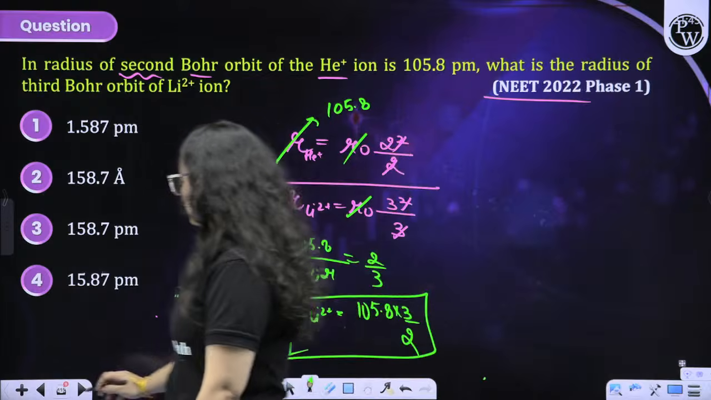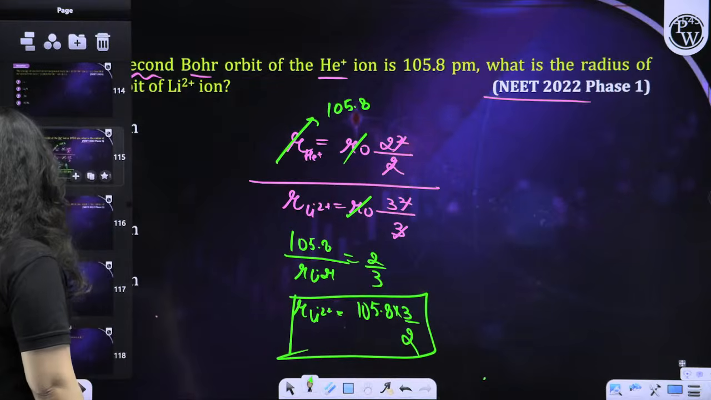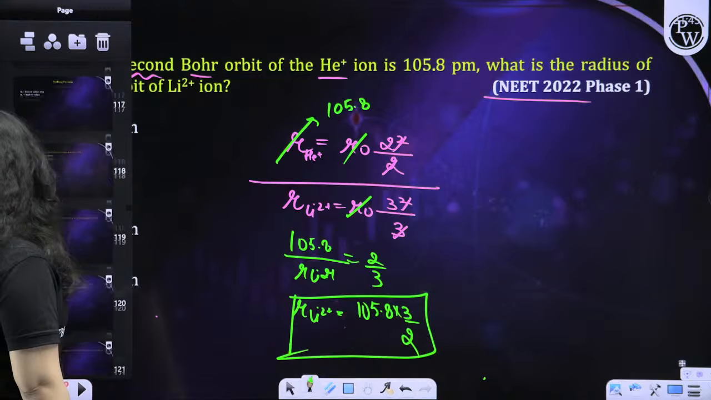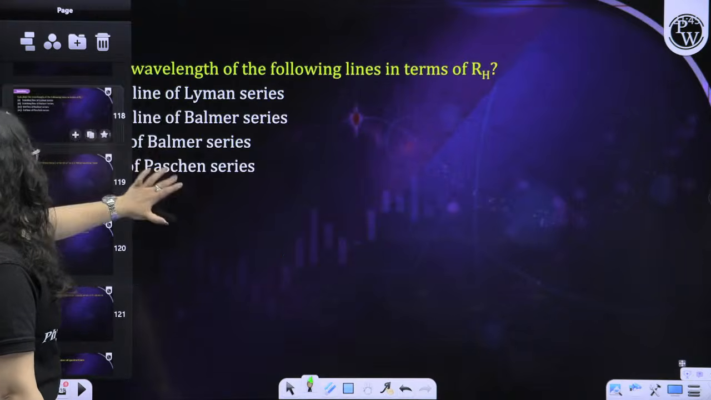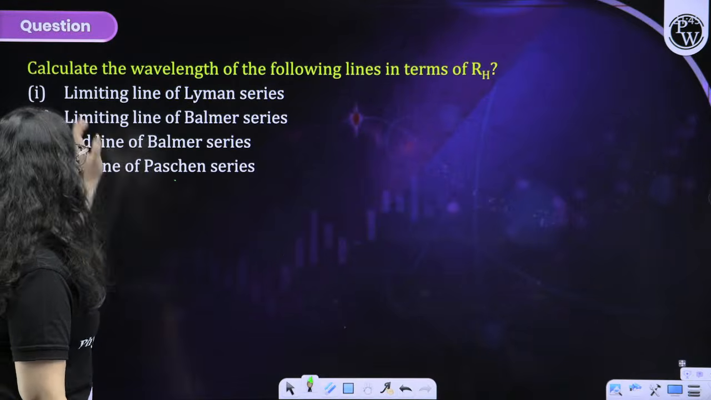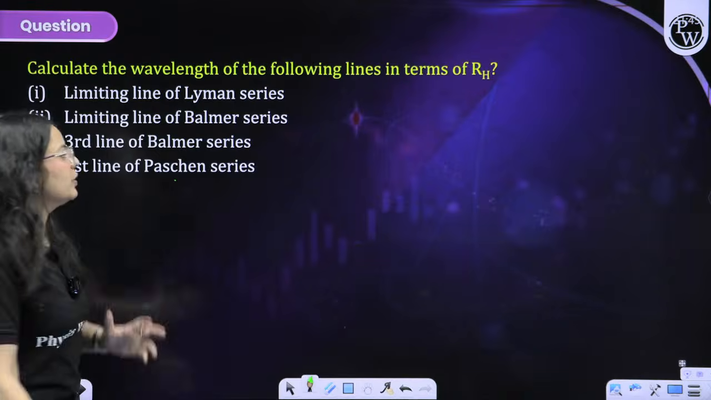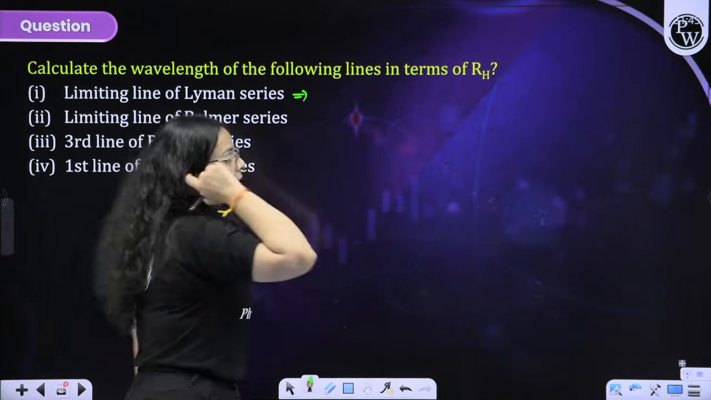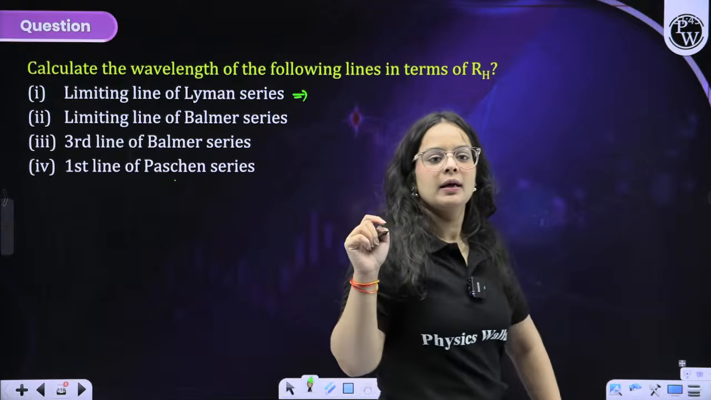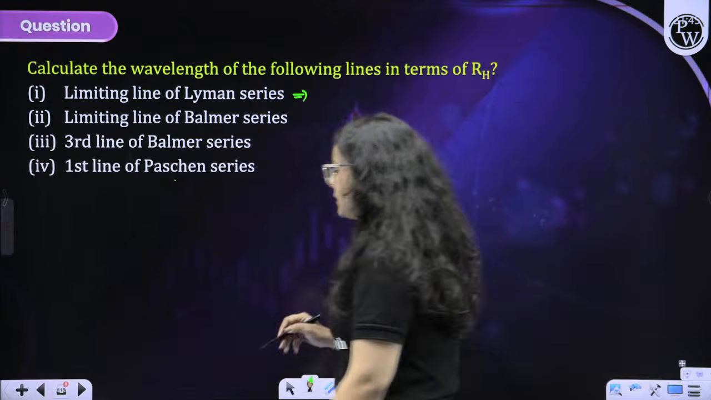Fine. Clear? Shall we move? This is the type of question that they majorly ask. So these are the different types of questions that I told you. The limiting line of the Lyman series. Here you have the limiting line. The limiting line is the minimum frequency, right? Yes, as I told you.